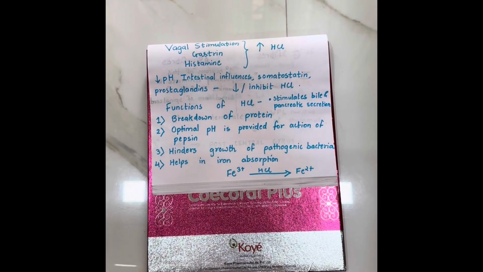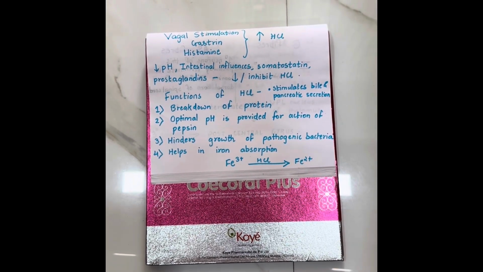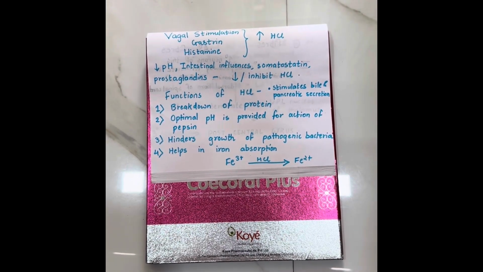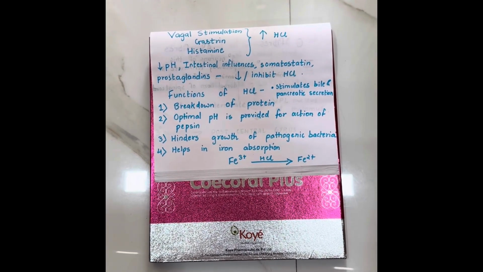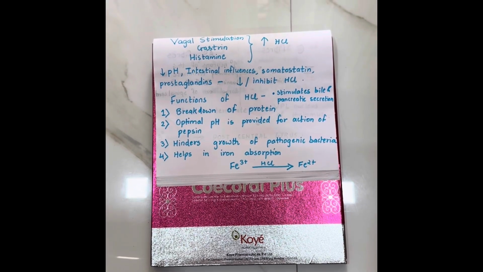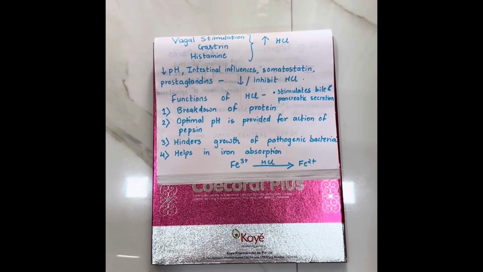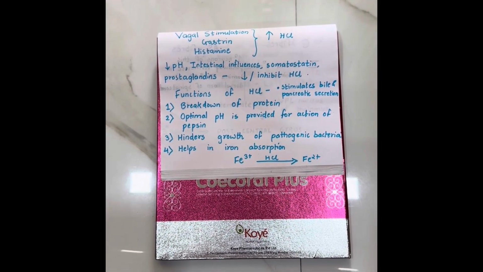The last thing you have to keep in mind is functions of HCl. HCl stimulates bile and pancreatic secretion. It provides optimal pH for action of pepsin. It helps in breakdown of protein. It hinders the growth of pathogenic bacteria, and it helps in iron absorption by converting Fe3 plus ions in the diet to Fe2 plus, that is the ferrous form. Fe2 plus is the absorbable form.